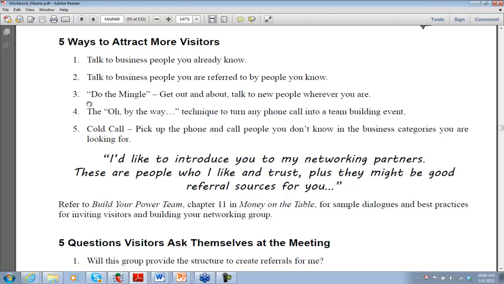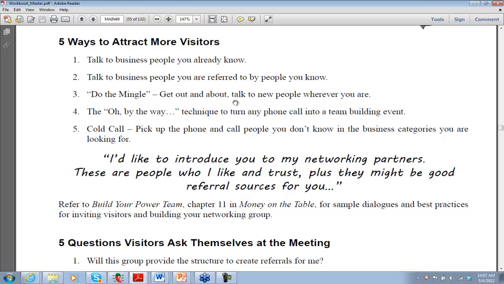So, number 3 is do the mingle. Get out and about and talk to new people wherever you are. Okay, you're going to go to mixers, you can go to any type of event that you enjoy, all right? If you enjoy art, you can go to the museum, get out and talk to people. Strike a common note, break the ice, and ask them what they do.